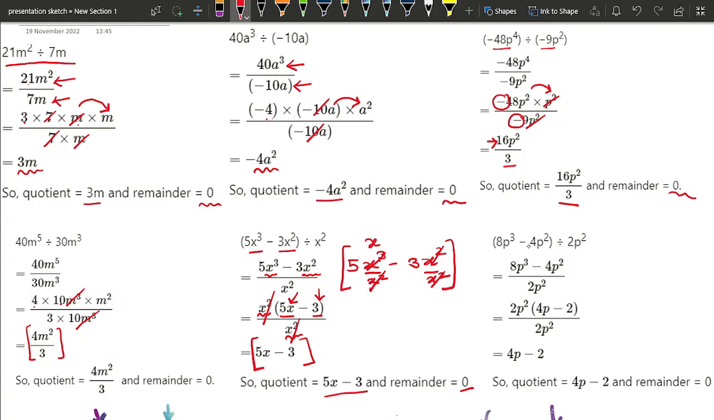In the next sum also the similar thing will take place. Here p cube and p square are present in these two terms, out of which p square can be taken out as a common factor. So again in this similar case, after taking out 2p, and also 2 can be taken out common, so 2p square is a common factor. So inside the bracket, after division, what will be left? 4p minus 2. And after that 2p square and 2p square will get cancelled or divided from both numerator as well as denominator. So I'm left with only 4p minus 2, which is nothing but the quotient.